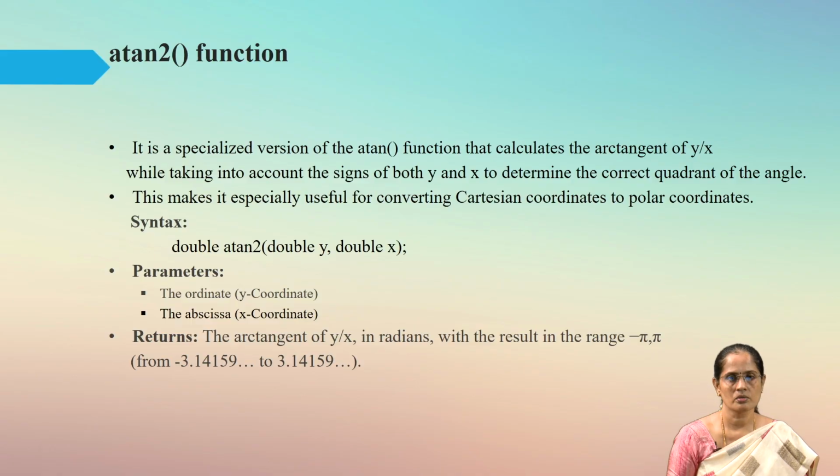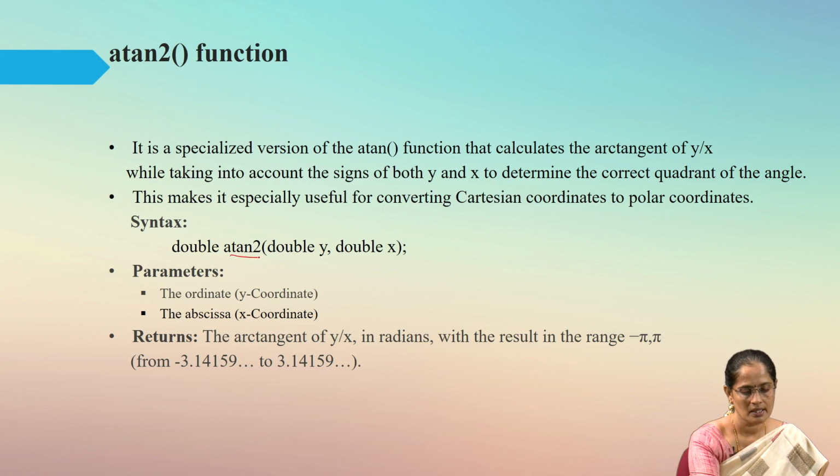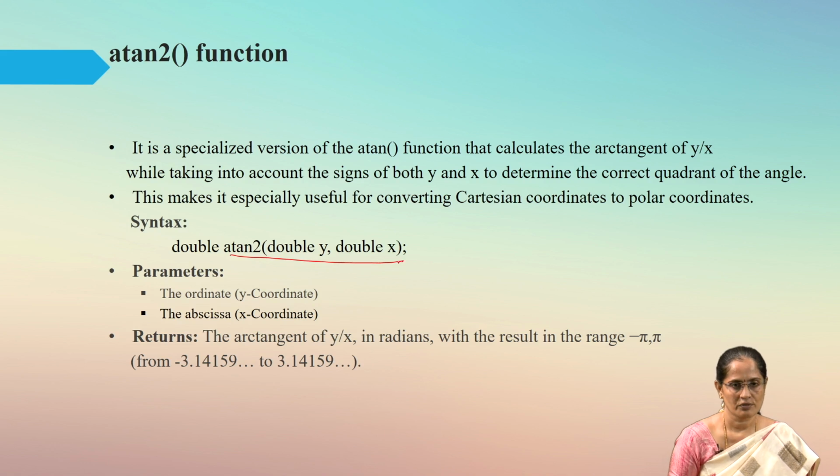And there is the atan2 function. It is also used for calculating the arctangent of y by x, while taking into account the signs of both y and x to determine the correct quadrant of the angle. This is how the atan2 function is different from the atan function. It takes two arguments. Here we can see the syntax, that atan2 is different from atan in the number of arguments. Here we need to give both the x and y coordinate as input. The result will be in the range minus pi to pi.